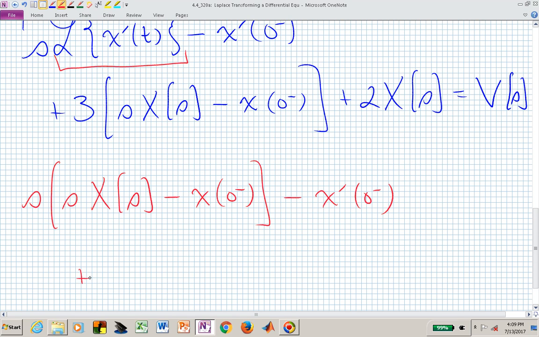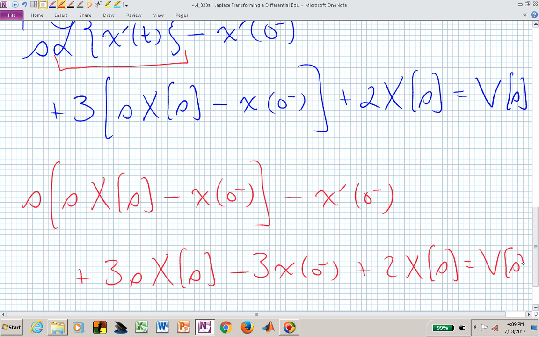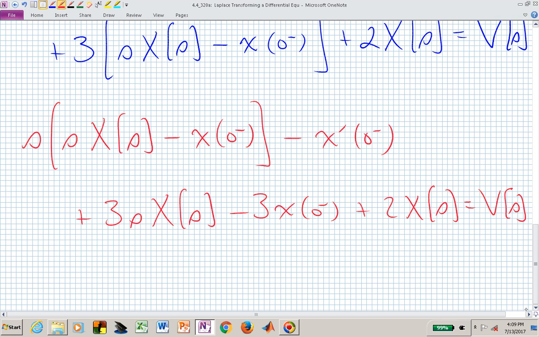Then we have plus 3s times capital X of s minus 3 times x of 0 minus, plus 2 times X of s, is equal to V of s. And now let's just collect terms.